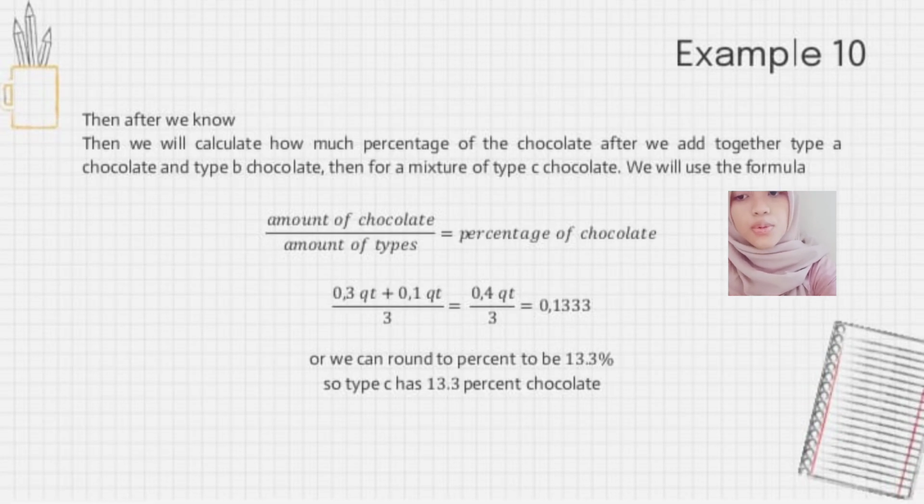Then we calculate what percentage of chocolate we have after we add together type A chocolate and type B chocolate, the mixture of type C. We use the formula: amount of chocolate per amount of mixture equals percentage of chocolate. 0.3 quart plus 0.1 quart per 3 equals 0.4 quart per 3 equals 0.1333. So we can round the percent to be 13.3%. So type C has 13.3% chocolate.